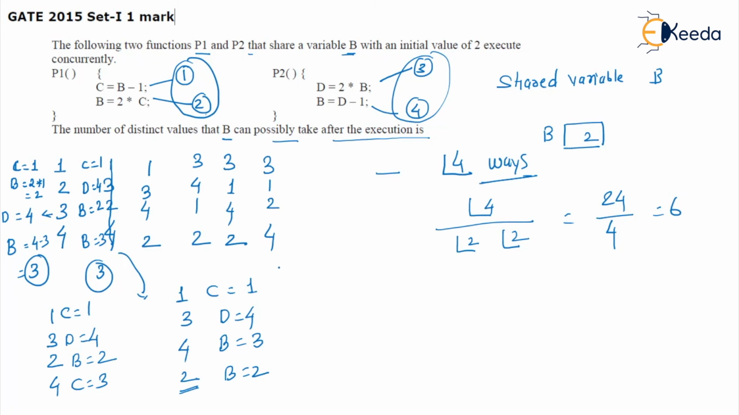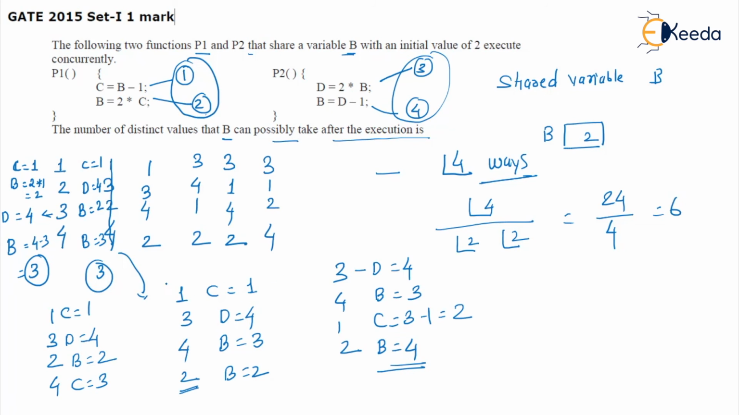For this one I have done 3, 4, 1, 2. 3 will make D is equal to 4. 4 will make B is equal to 3. 1 will make C is equal to 2, 3 minus 1, okay, modified value 2, and B will become in this case 4.